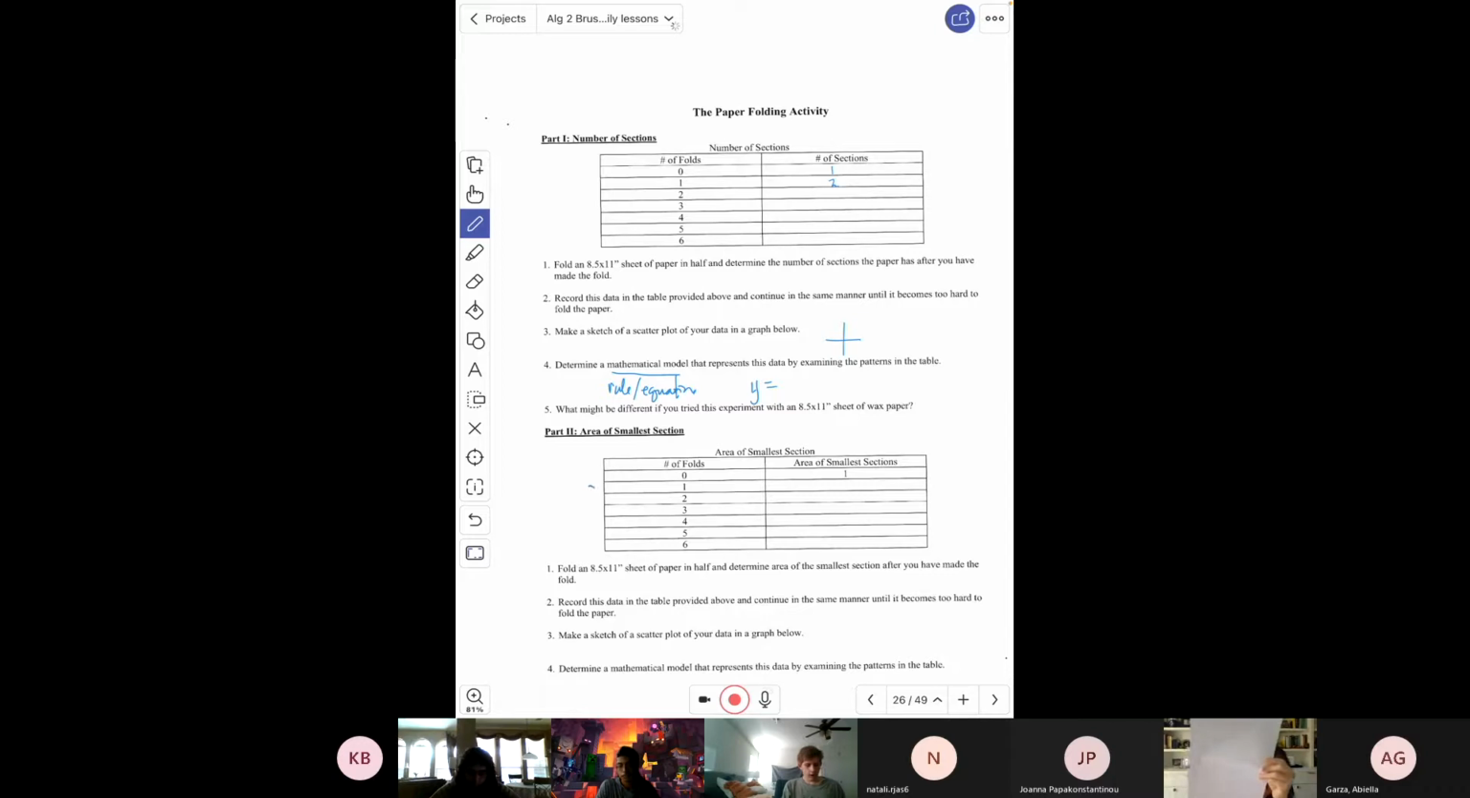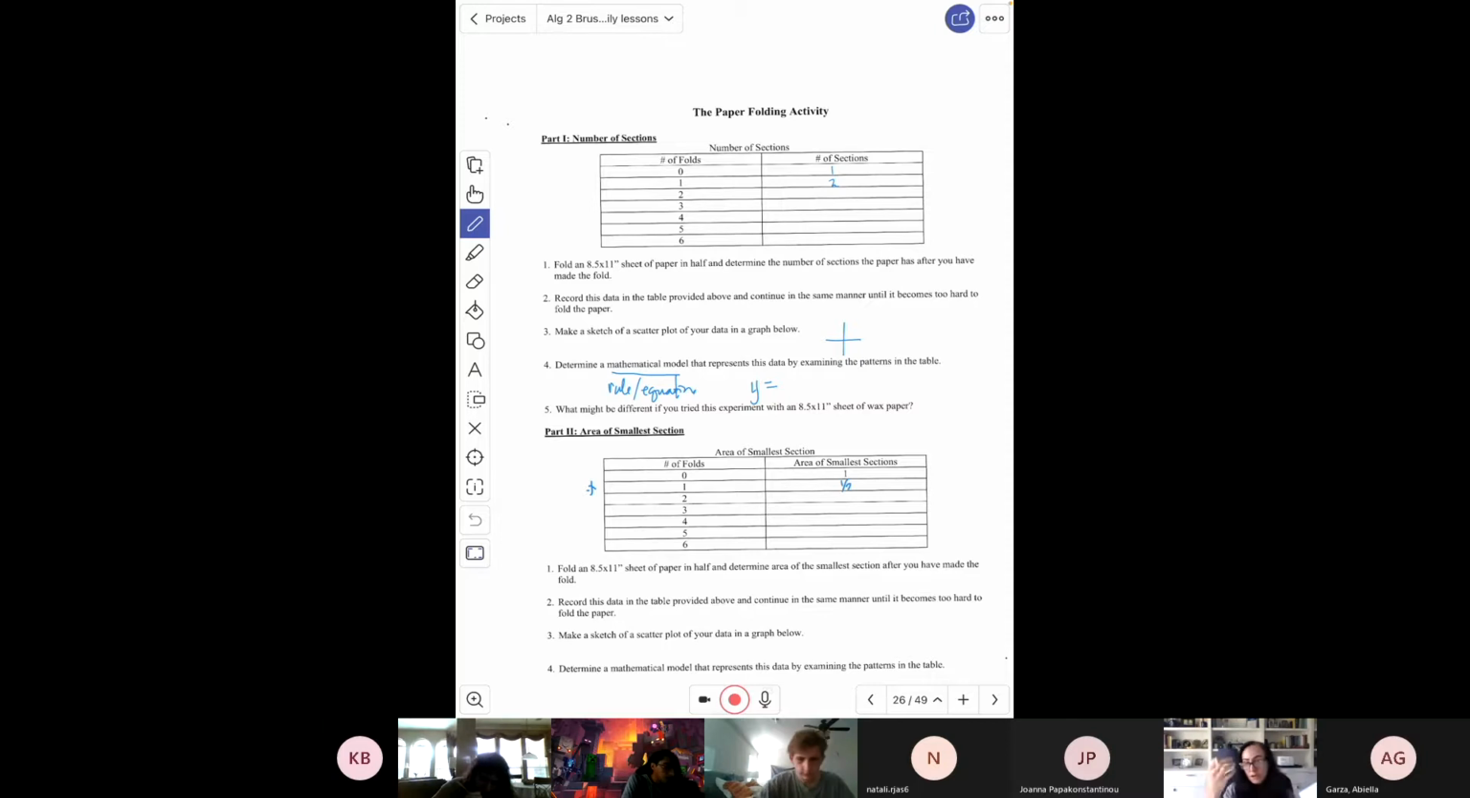So now I'm looking at this. If I have one fold and I look at the area of the smallest section, how does that area compare to the whole piece of paper? How would you describe the area of the smallest section to the whole thing? Can anybody tell me? Half. It is a half, okay?